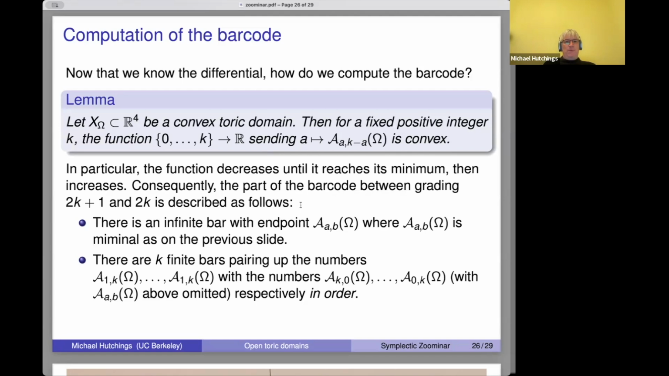But in this case, there's a lemma which simplifies the calculation a lot. So if we fix the k, which determines the grading, then you look at the function sending a number a to the action of a comma k minus a, and it is a convex function of a, little a. So it means the function starts going down, it reaches its minimum, and then it goes up again.